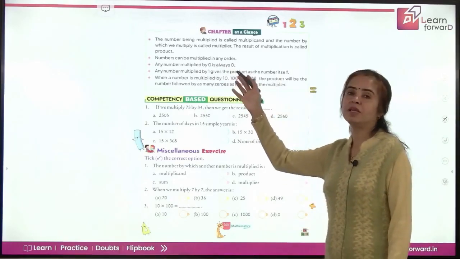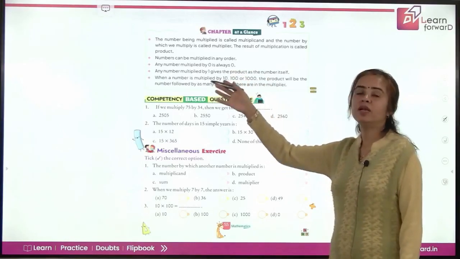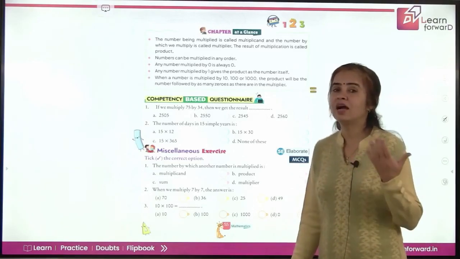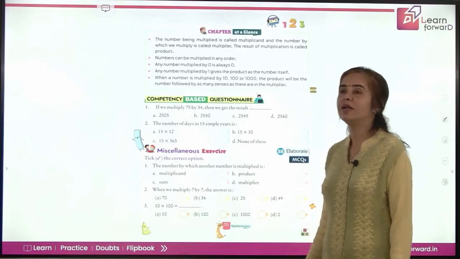Numbers can be multiplied in any order. This is the order property we have learnt. When you multiply by 0, the answer is 0. And when you multiply by 1, the answer is the number itself. These are the properties of multiplication.